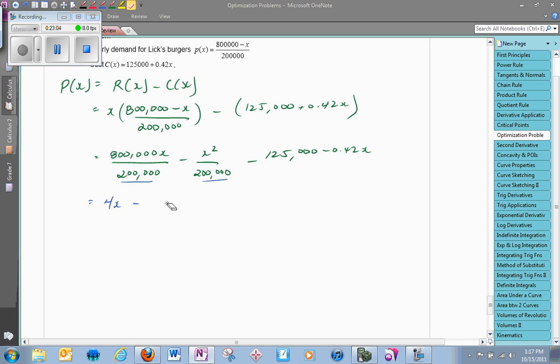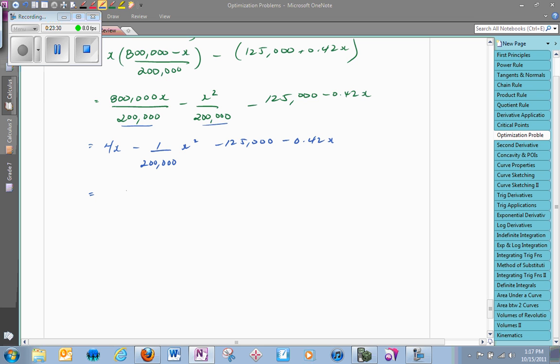You can also rewrite this as that, so that when you take the derivative, you're not bringing up the 200,000 and putting it to the negative 1, which is a common and really silly mistake to make. So beware of what's going on here. I'm going to merge the x terms here because I have two of them. So I get 3.58x minus 1 over 200,000 x squared minus 125,000.